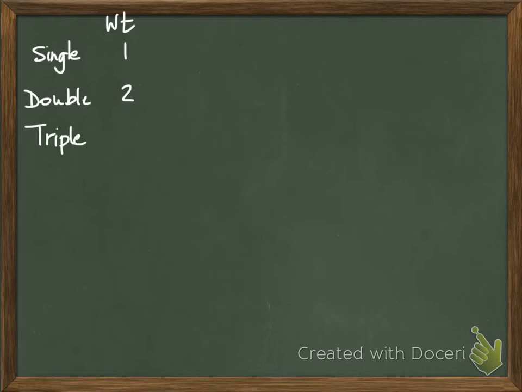So the main formula, we're going to assign weights to these things. A single has a weight of 1. So this is our weight. Double has a weight of 2. Kind of fancy because you went to 2 bases, right? Triple, wait for it, has a 3. Home run has a 4. And you don't get any points at all for not hitting the ball.